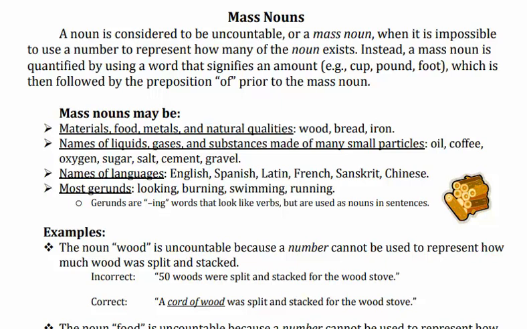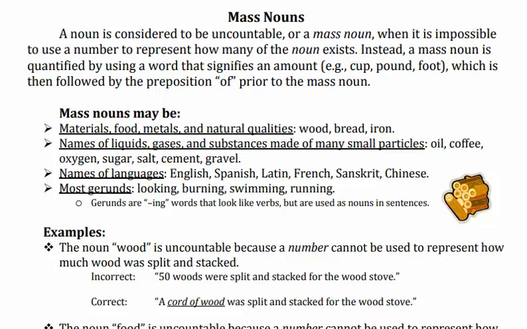Clear? So here are a few examples of the mass noun: material, food, metals, natural qualities, such as wood. It is impossible to count the wood, bread, iron. There are small pores in the bread, so you are unable to count those pores, and iron, how many atoms, how many molecules are there in these materials and natural qualities, so they are included in the mass noun. Next, names of liquids, gases, substances made up of many small particles, like oil, coffee, oxygen, sugar, salt, cement and gravel. These are the things which are unable to count.